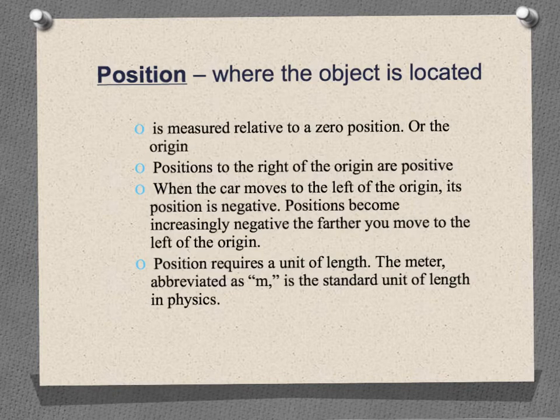The first vector quantity we're going to cover is position. The position is where the object is located. It's measured relative to a zero position or the origin. Okay. Positions to the right or also above the origin are positive. So if we're driving a car, if the car is to the left of the origin, it is going to be negative. We're also going to consider south and west as negative directions as well.